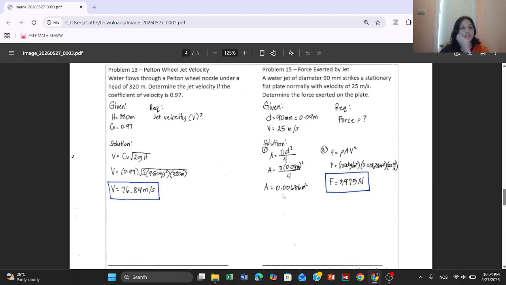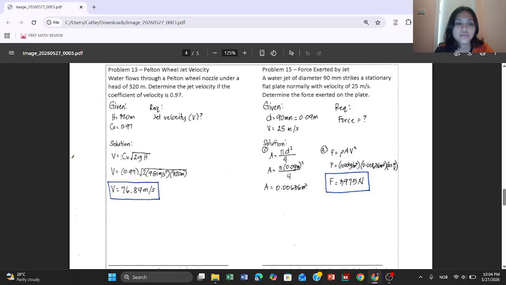Next, problem number 13 is about Pelton wheel jet velocity. The problem is water flows through a Pelton wheel nozzle under a head of 320 meters. Determine the jet velocity if the coefficient of velocity is 0.97. The given is a head of 320 meters and a coefficient of velocity of 0.97. The required will be the jet velocity, or V.